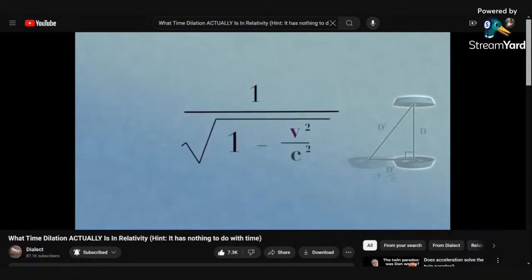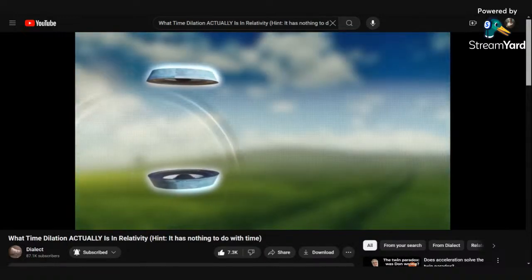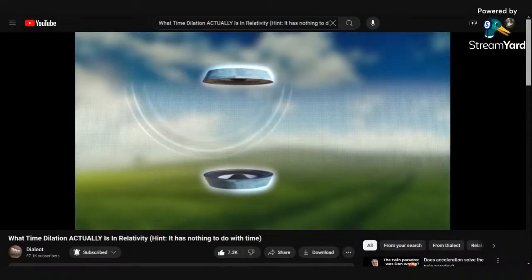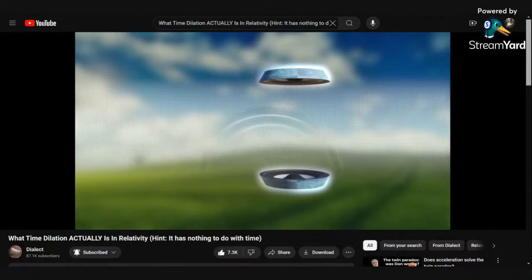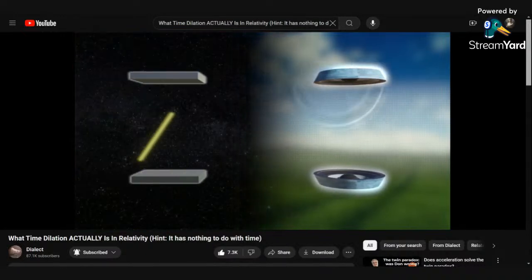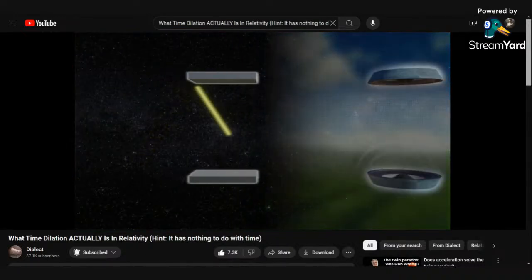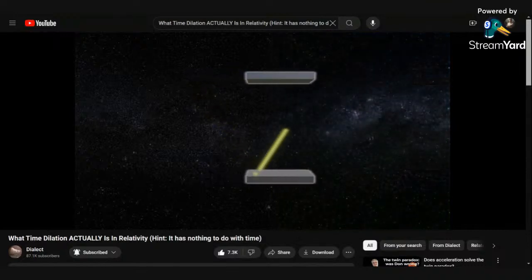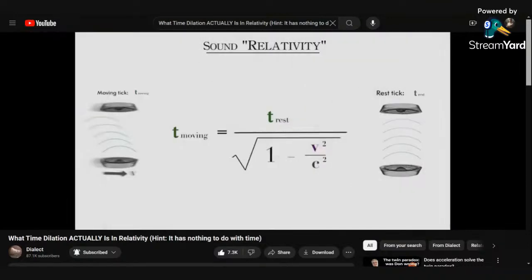1 divided by the square root of 1 minus v squared over c squared. Okay, straightforward. Look familiar? Well, it should, because it turns out that a sound clock in motion with respect to the air will experience an effect exactly analogous to that which we understand in relativity to be the phenomenon of time dilation. That is, the sound clock's rate of ticking will be slow.